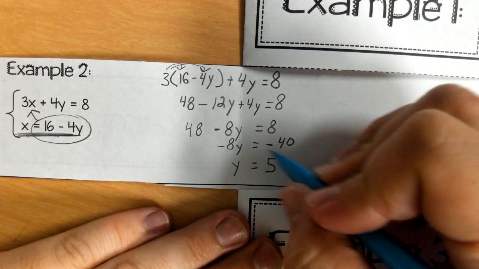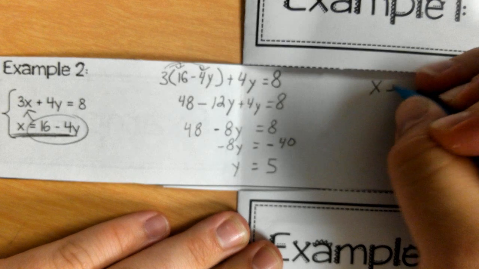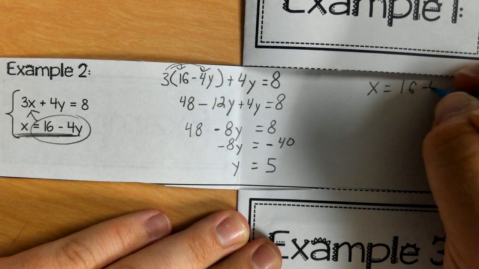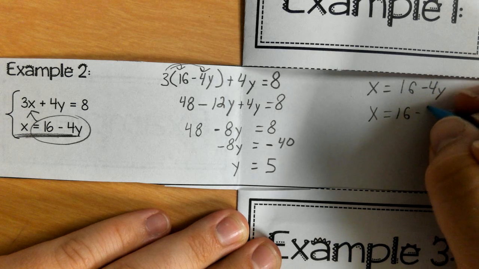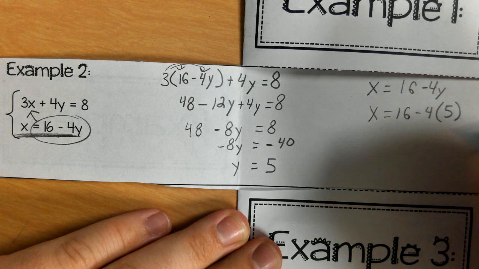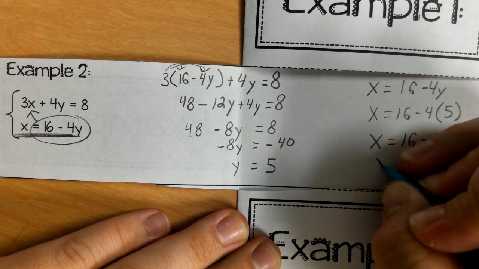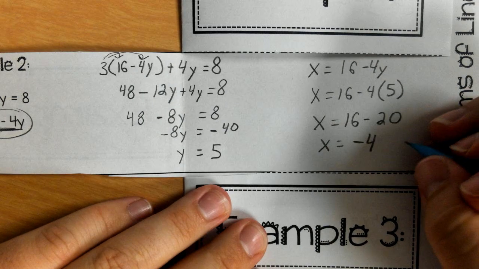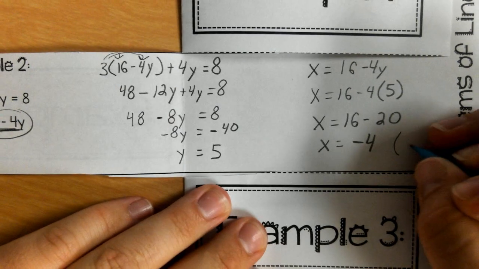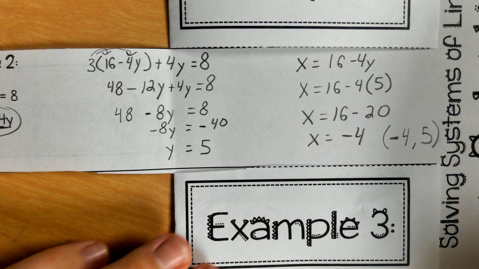Now I can plug this back in to my x equation. Because if x equals 16 minus 4y and y equals 5, then x is going to equal 16 minus 20, which is negative 4. So now, if x is negative 4 and y is 5, that's my solution.